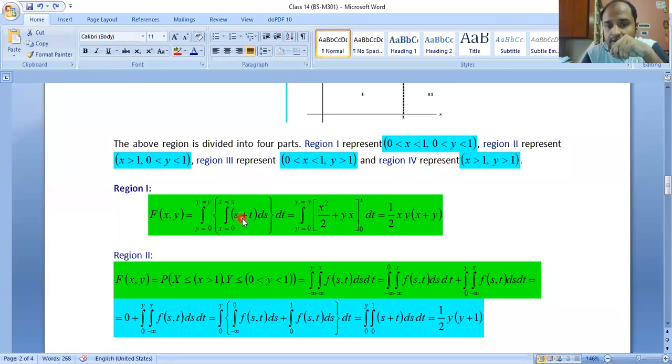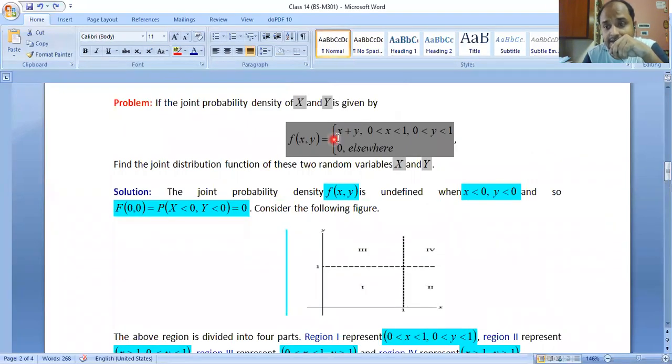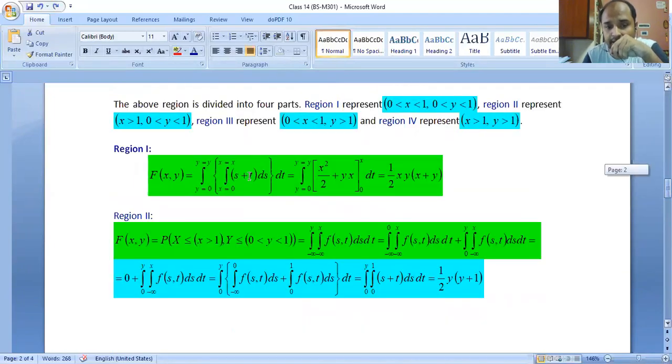Now we are putting in the expression of the function f of s,t. Now what is f of s,t? f of x,y is x plus y, so f of s,t will be s plus t. And we are integrating as before, putting the limits of x from 0 to x, and we get some expression which is then integrated with respect to t, and putting the limits y, we have got this expression. You verify this integration, do the calculation by yourself to check whether it comes out.